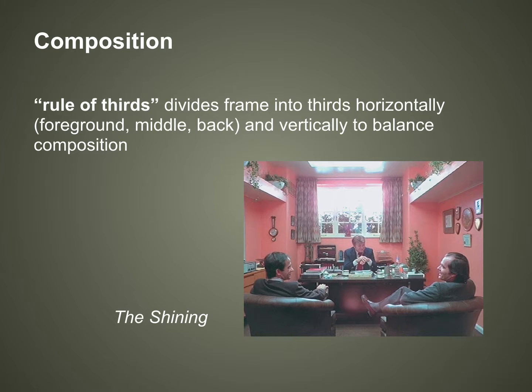In film and in photography too, there is what is known as the rule of thirds. The rule of thirds is simply a tool to go about arranging or composing a shot. It basically means that you divide the frame into thirds, both horizontally and vertically, in order to balance the composition.